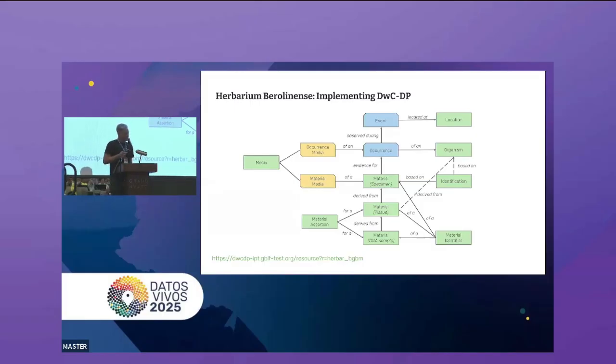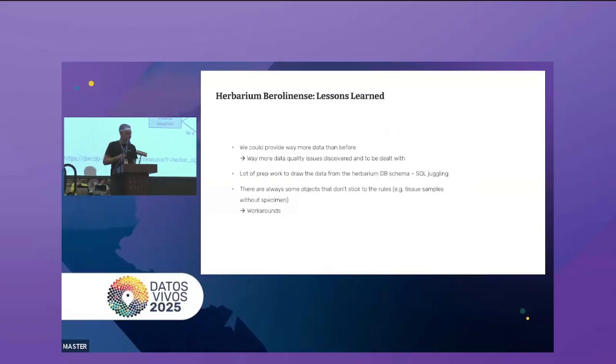We provide certain material assertions on DNA samples, for example. And as mentioned, we do have images of the specimens as occurrence media and of the specimens as material media, and of the occurrences. These are the images of the living organisms.